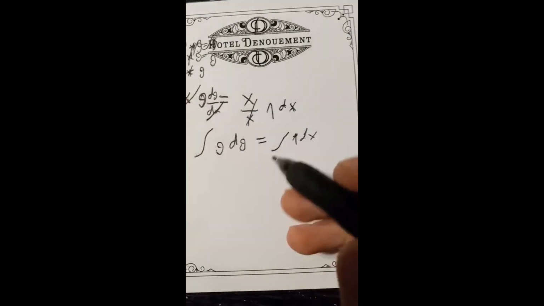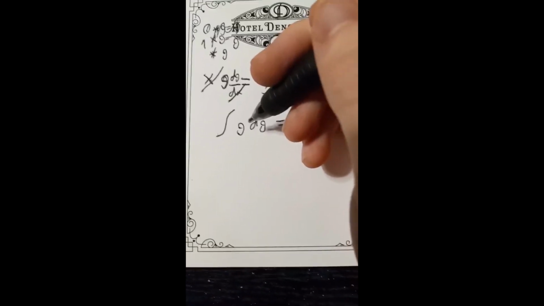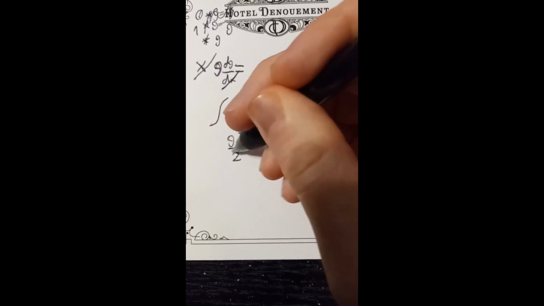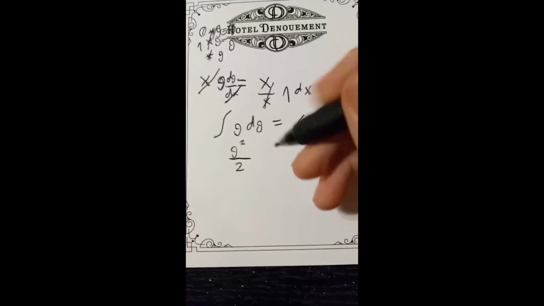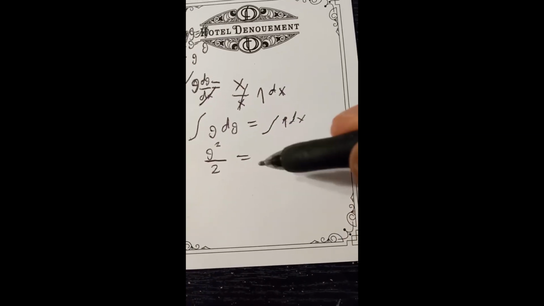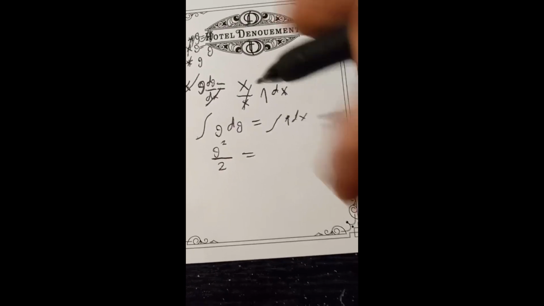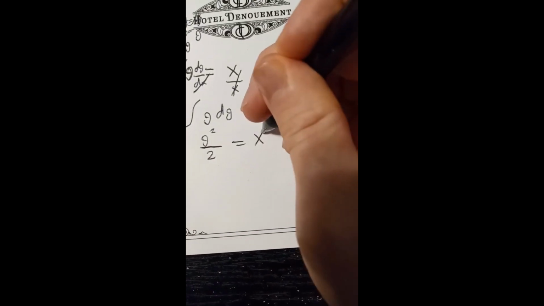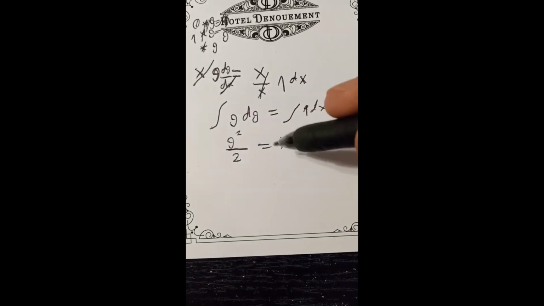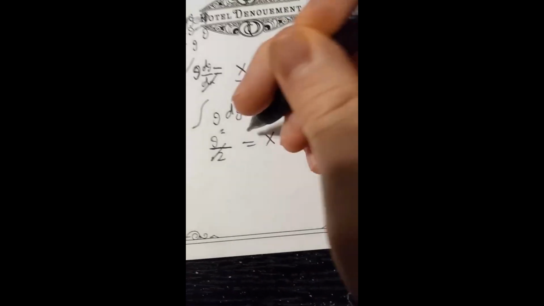There we go. This is bad handwriting, but whatever. So we're going to integrate both sides. Now the integration of g with respect to g is going to be g squared divided by 2, and then that'll be equal to the integration of 1, and the integration of a constant is just the variable times a constant, so in this case it's x. And now we've got our implicit solution, so we're gonna multiply both sides by 2 to simplify this a bit.